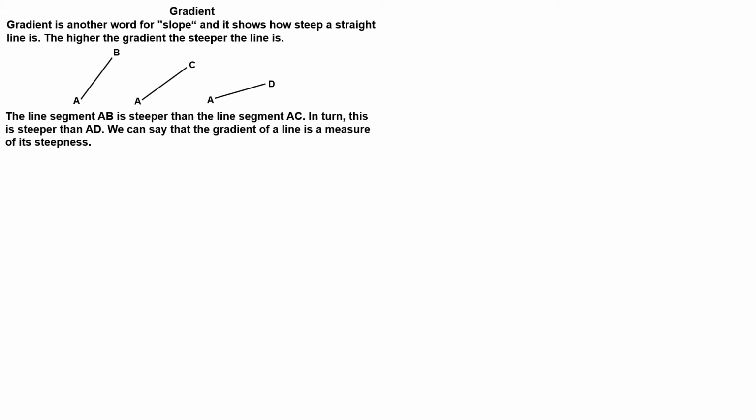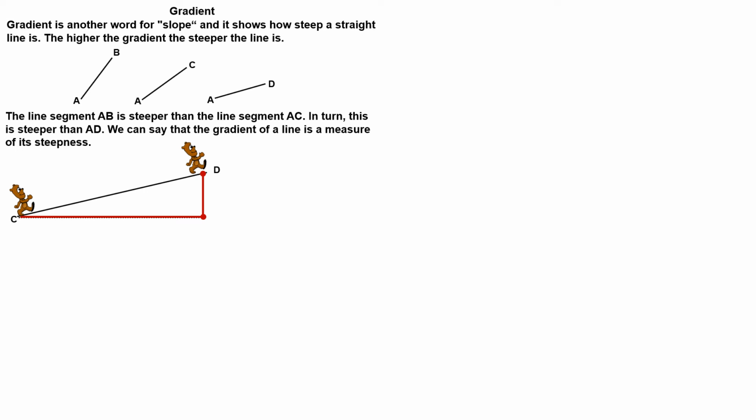Imagine you walk up the CD segment line. With each step you take, you are moving horizontally to the right and also vertically upwards. We can measure the gradient using these vertical and horizontal distances. They are the height and base of the triangle.